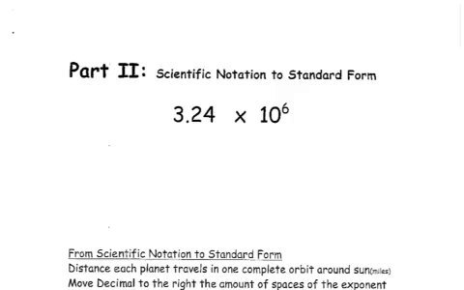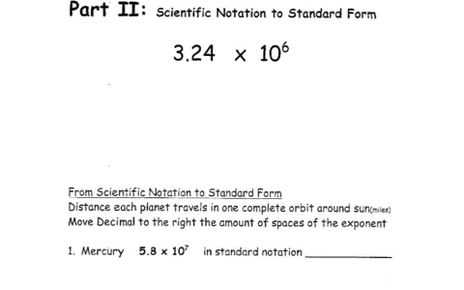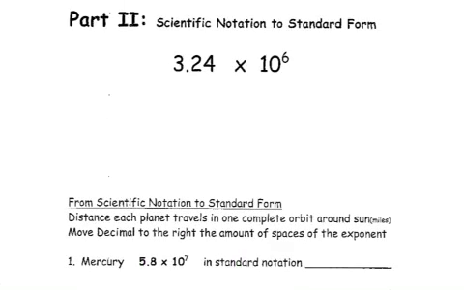Okay, moving on. Now, in this case, we want to go from scientific notation to standard form. So in this case, we're going to make this number bigger. We're going to expand this number so it has more digits. So again, this number is already in scientific notation. So we have one number to the left of the decimal point. It's multiplied by some form of power of 10.